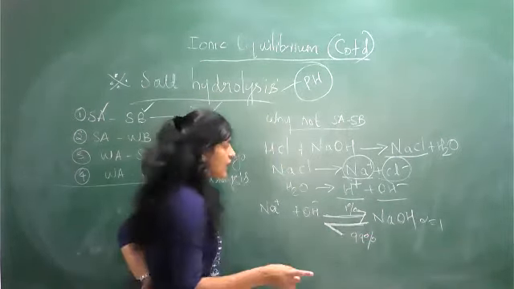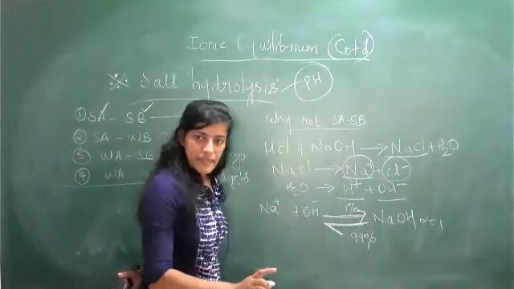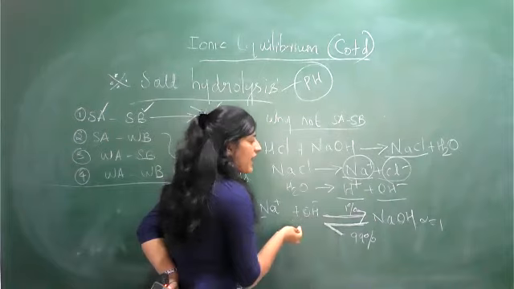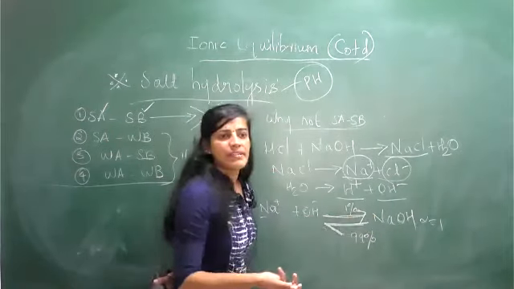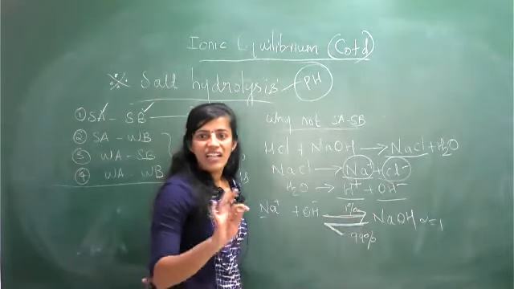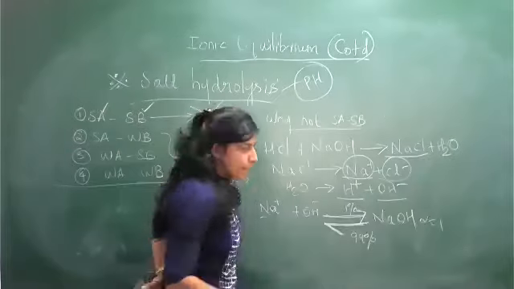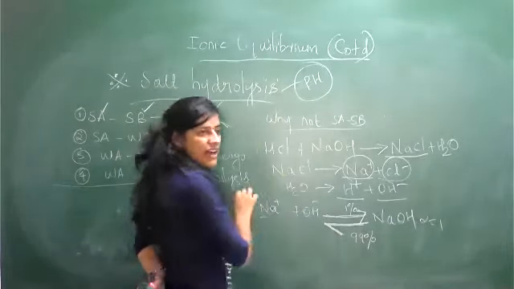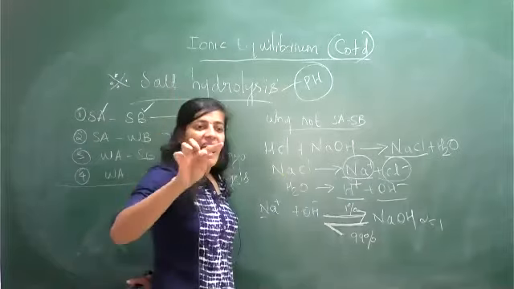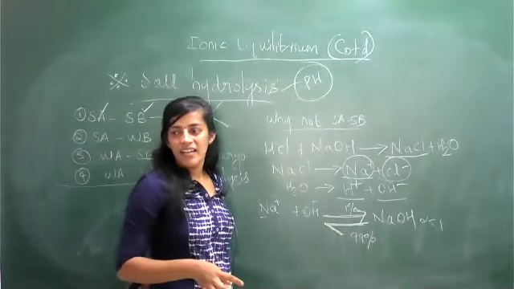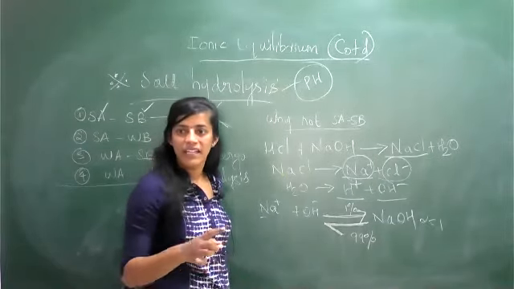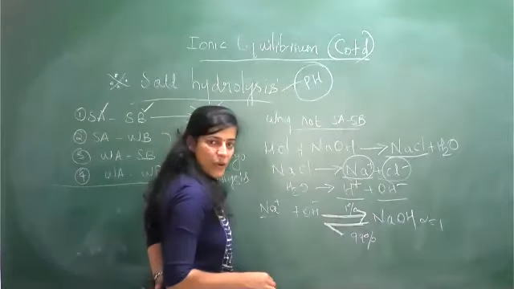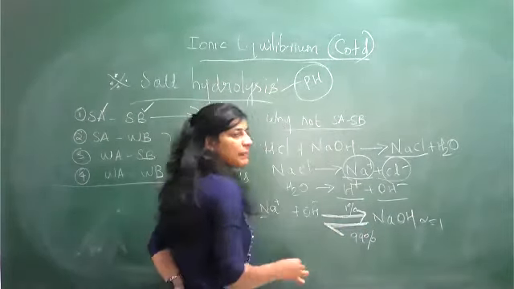Now, getting my point. Salt hydrolysis means how Na+ reacts with the OH- ion. So in this combination, NaOH will form only 1%. Is it working out? Salt hydrolysis will not work. But we found salt hydrolysis means what? Salt ions combine with water ions. In this direction only 1% forms, and in the reverse direction 99% will form.